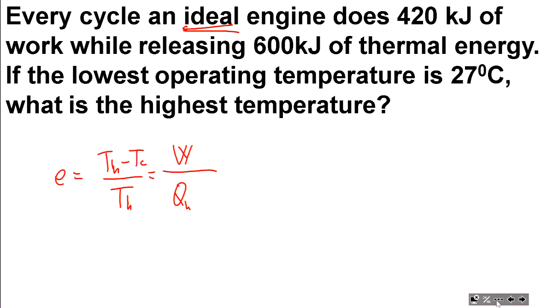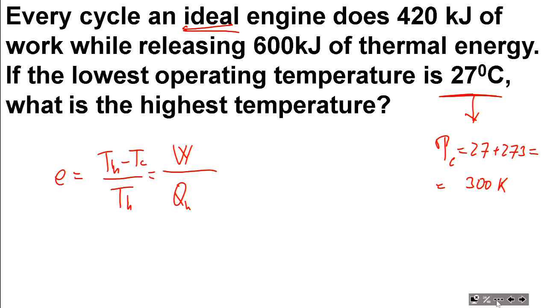Now, the tricky part is not using Celsius, because the expression for the ideal efficiency assumes absolute temperature measured in kelvins. So first we have to convert Celsius into kelvins. 300, very convenient. Now we can start using numbers.